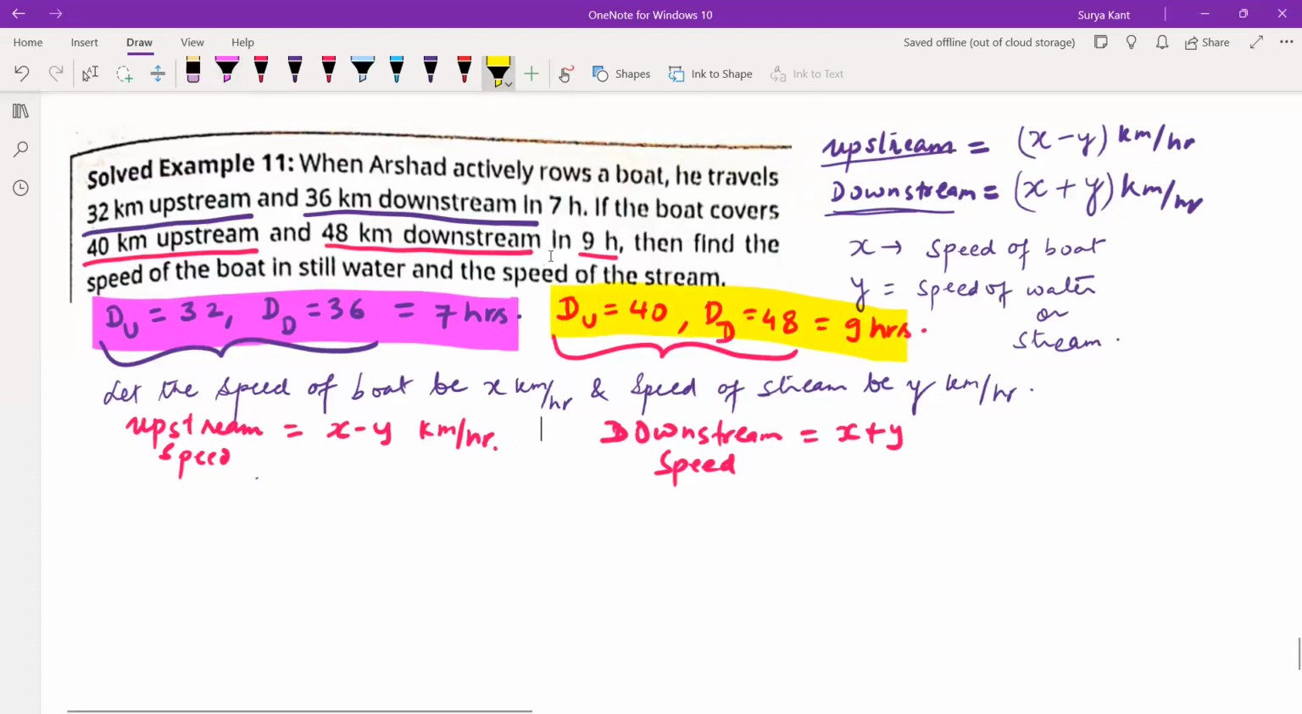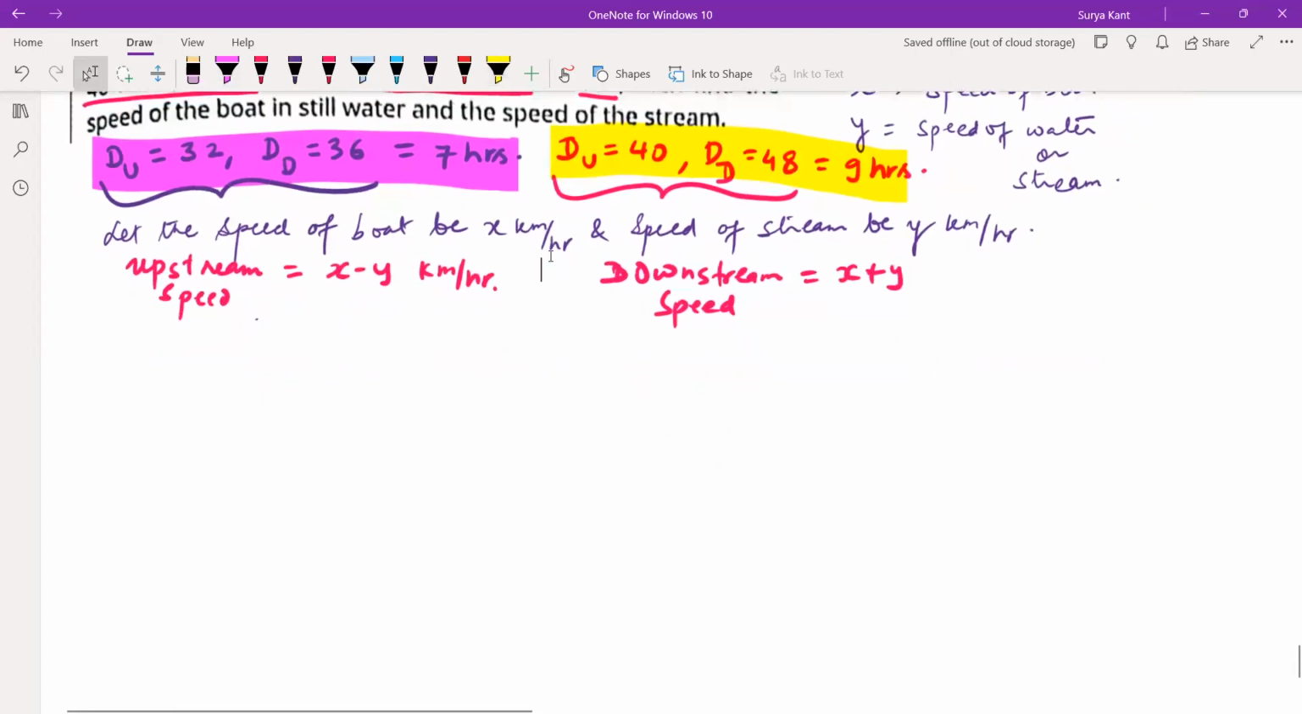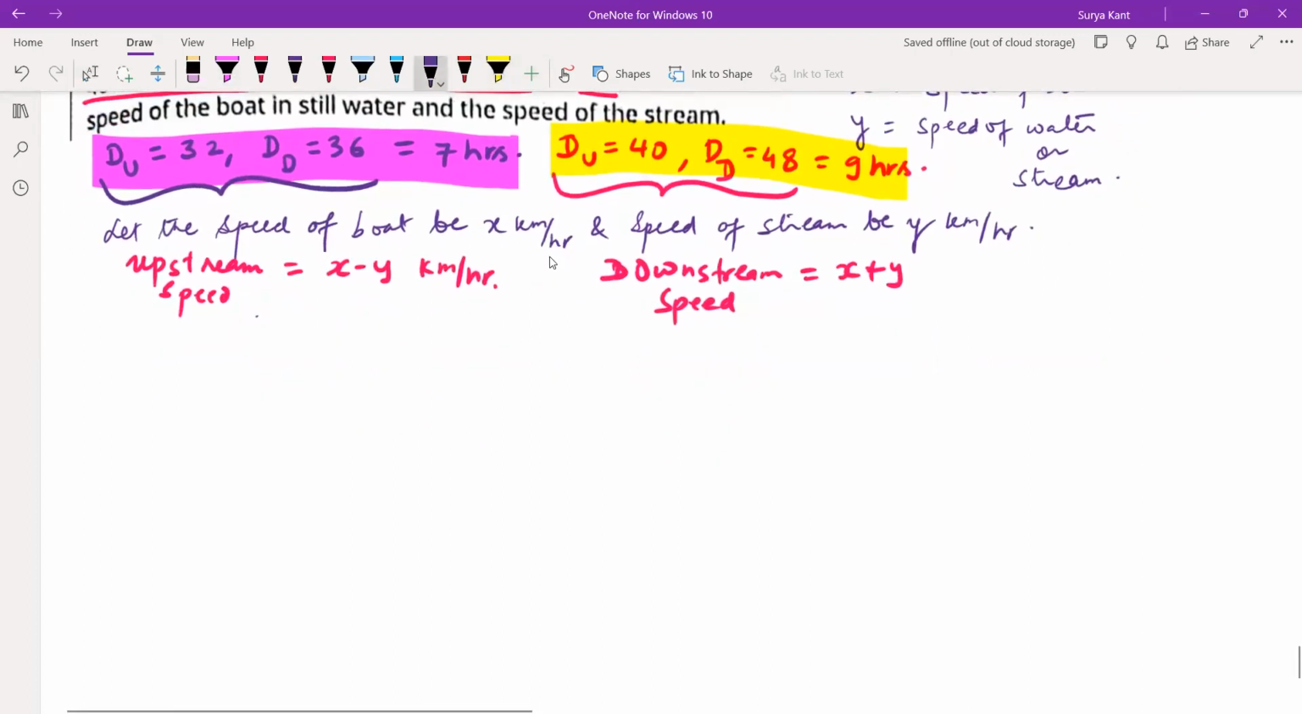So I'll write down 2 parts now. I'll write here the upstream distance: upstream is nothing but 32 distance by speed. Upstream speed is x minus y. We can't write only x. We should write here x minus y because we are talking about upstream. Sahasra, is it clear? Yes, sir.